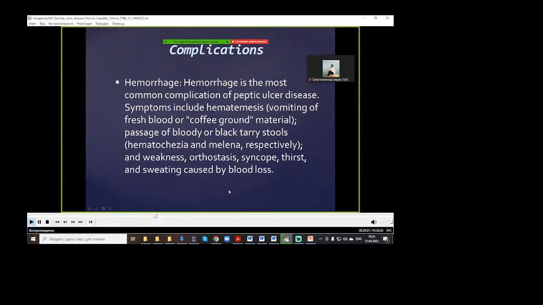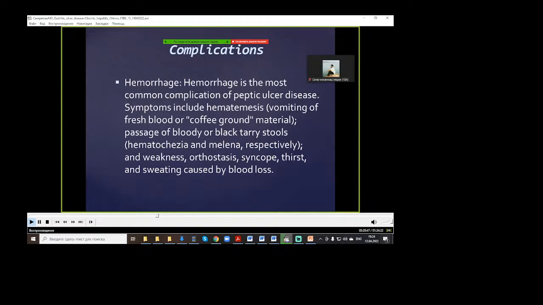Complications of ulcer disease. For the first, hemorrhage. Hemorrhage is the most common complication of peptic ulcer disease. Symptoms include local symptoms and general symptoms. Local symptoms are vomiting with coffee ground material. If we've got passage of bloody or black tarry stools, it is called melena.